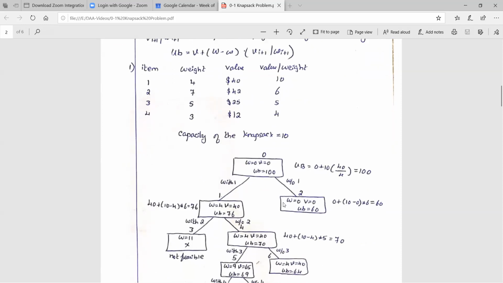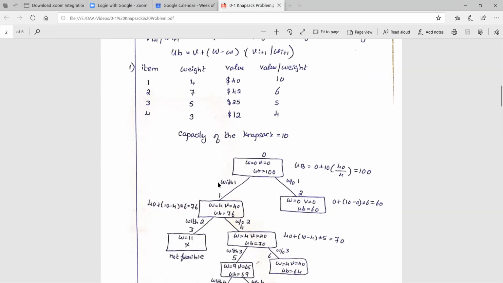After that, as I told you, the left part is the inclusion of the object and the right part is where we are not including the object. First you have to take the first item. If you take the first item, we have to consider with item 1 and then without item 1.